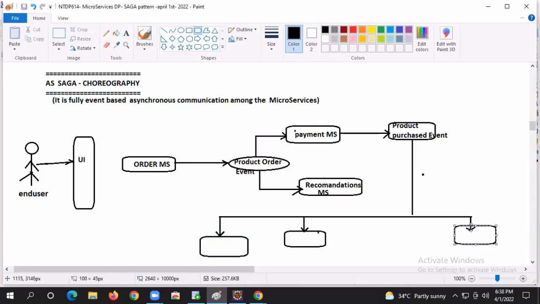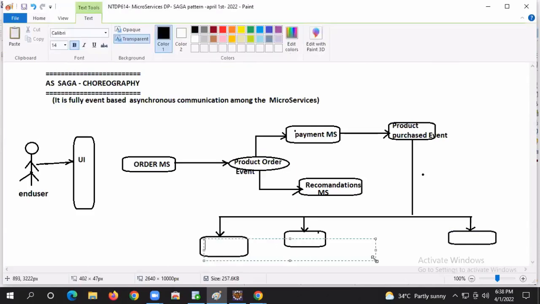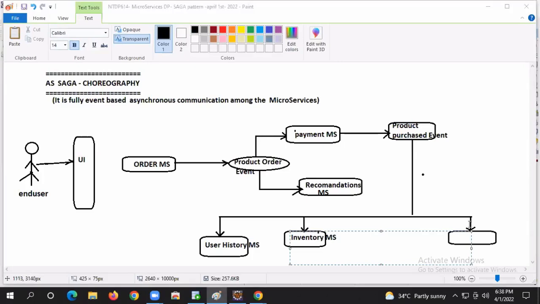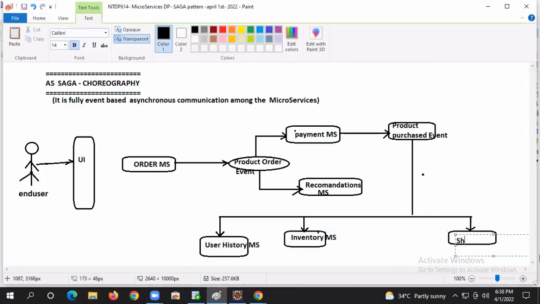Inventory MS, shipping MS. Right, guys? Inventory MS, shipping MS, and if needed, history MS also, guys. User history also. Okay. User history MS. Next. What is this? Inventory MS. Okay. Shipping MS.